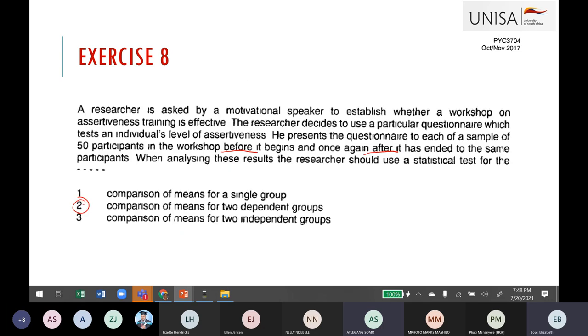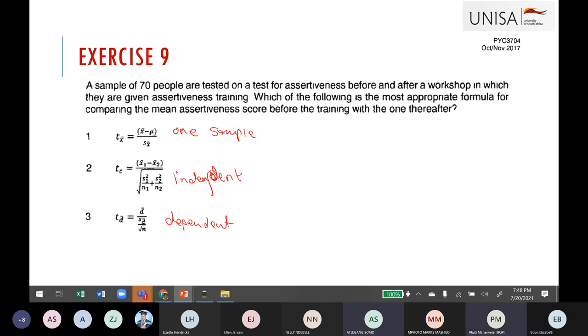Remember, it's the same question. It's three. The before and after. So number three. Pay attention to the statement. So before and after, we are doing dependent. If it was male and female, we're doing independent. So it would have been this.